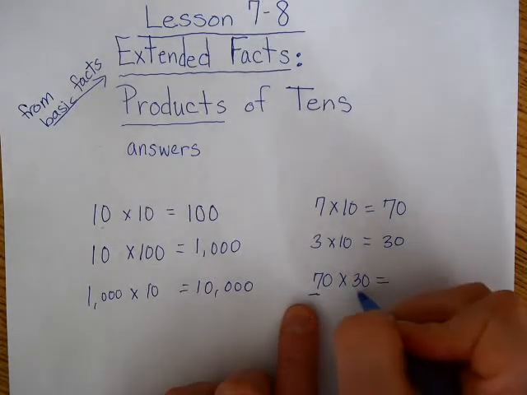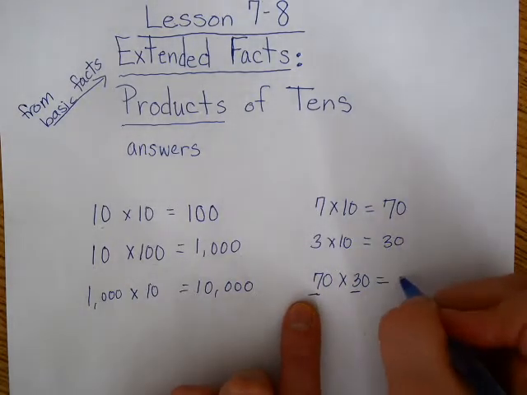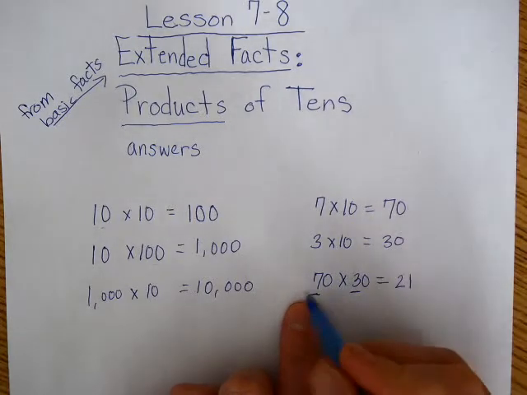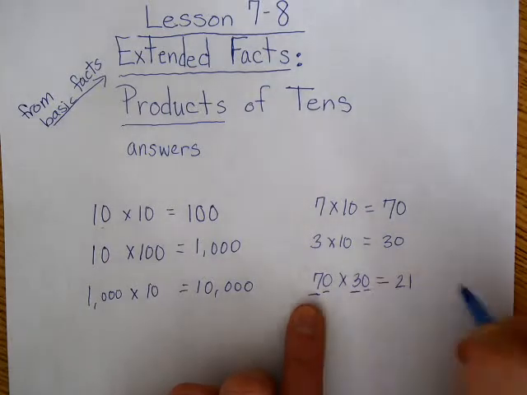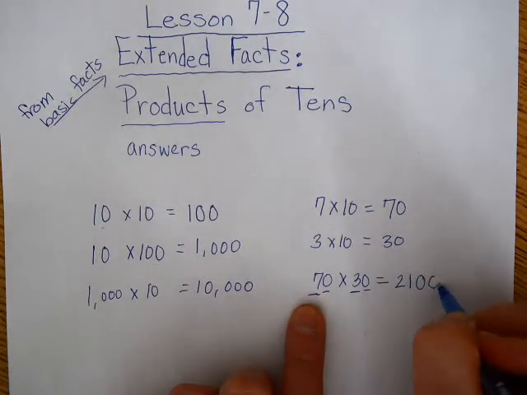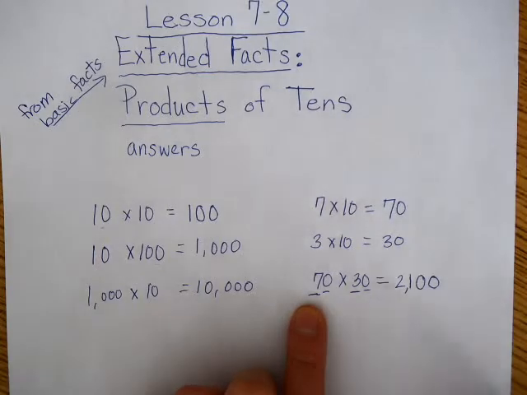So I'm going to say 7 times 3 is 21. So I find the facts that I do know how to multiply, and then I'm going to add the zeros right onto the end. So it's going to be 2,100.